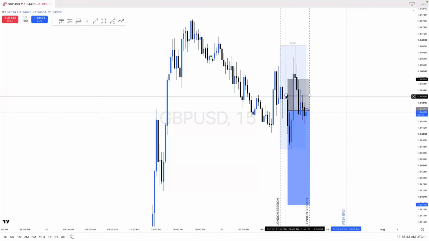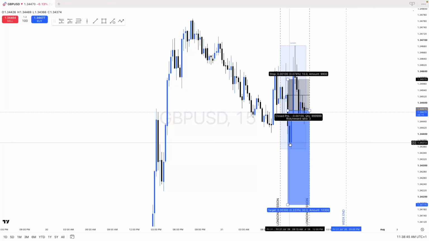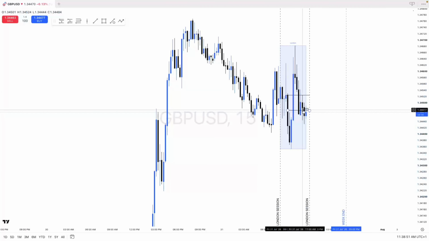So I'm thinking, okay, cool. It's done that 4 times, then it's broken structure to the downside. So look for a retest into 50% to take price lower. Did that, it lost. That is that.